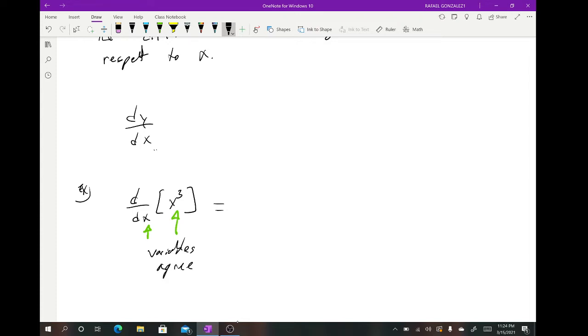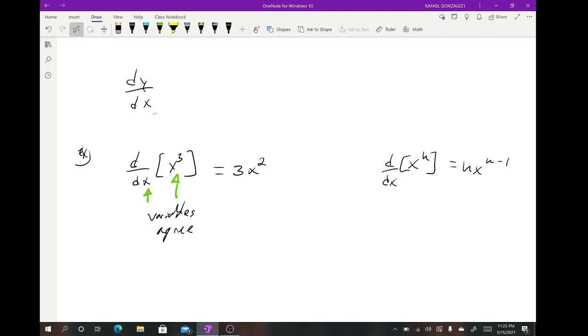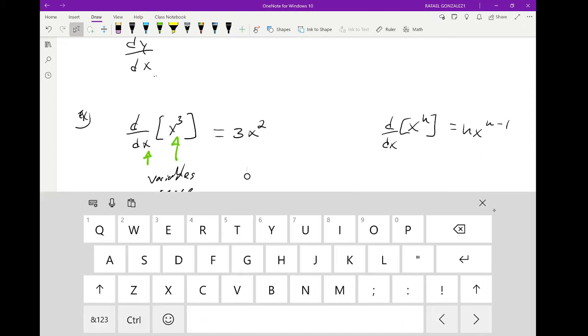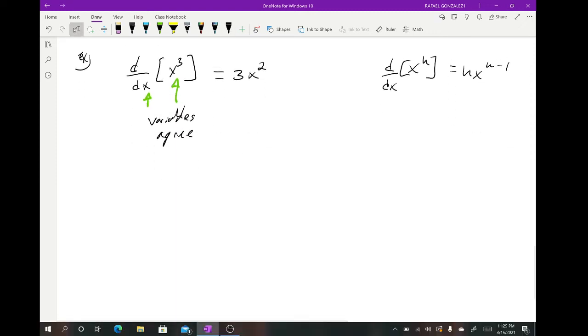If this is the case, we will use a simple power rule. And remember the power rule: if you're taking the derivative with respect to x of something of the form x to the n, then that's n x to the n minus 1 power. So this is going to be 3x to the power 2, because 3 minus 1 is 2. So the derivative of x cubed is 3x squared. And we're done. We don't have to do anything else.